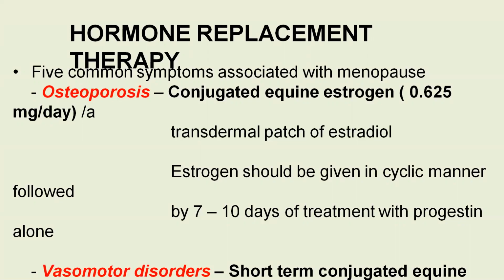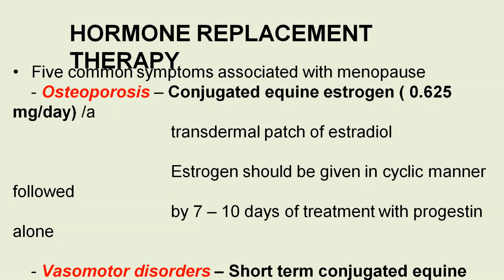Vasomotor disorders. This is what they complain of as hot flushes. Hot flushes are mainly because of the increase in LH in those people because of the lack of estrogen, because estrogen normally exerts a negative feedback. Since estrogen is no more available, there is an increase in LH that leads to hot flushes. So here you can give short-term conjugated equine estrogen for about 2 to 3 years.